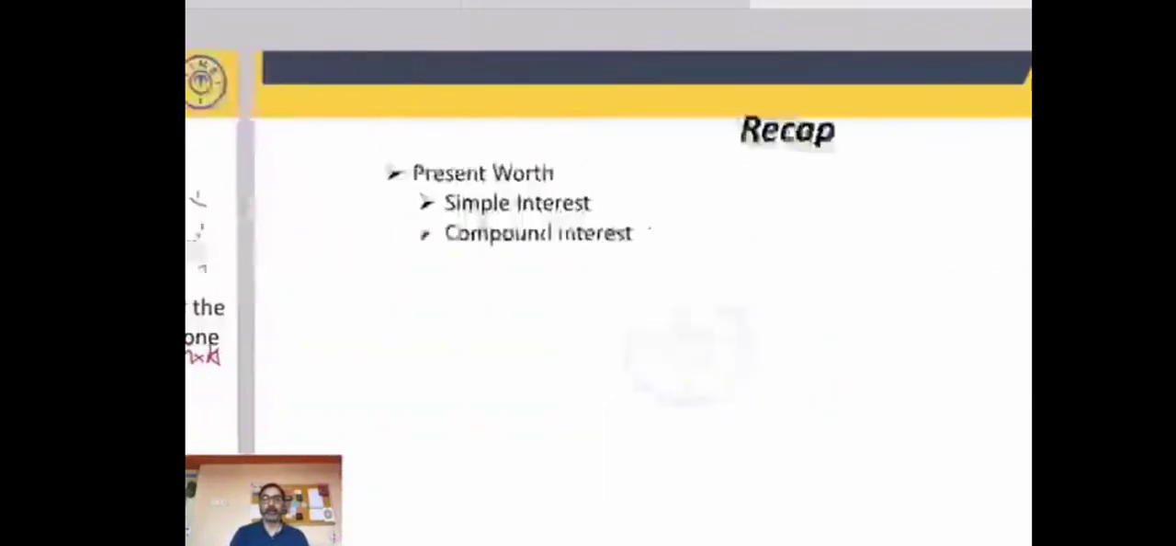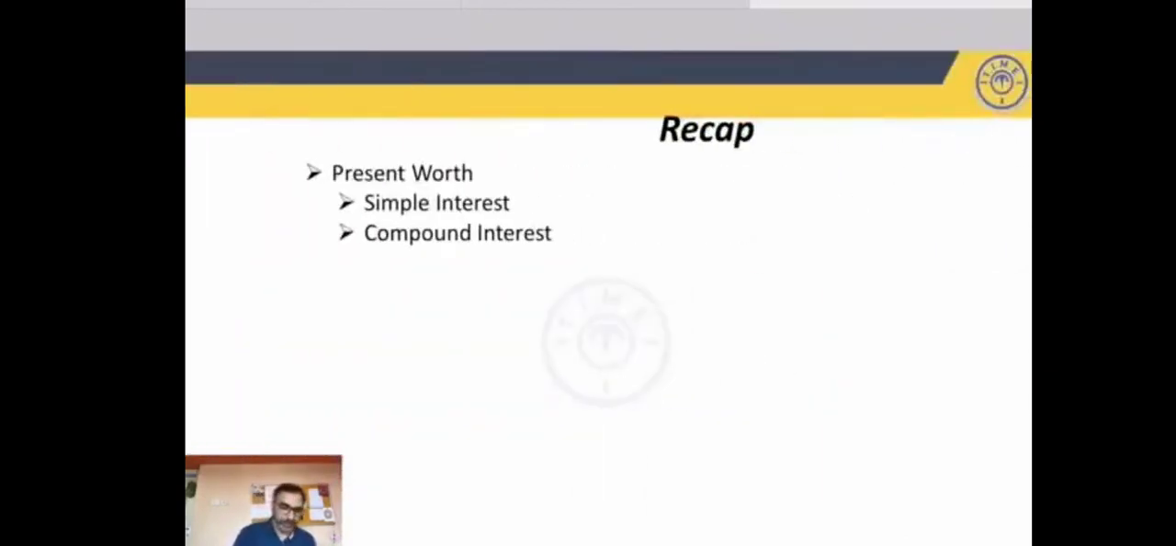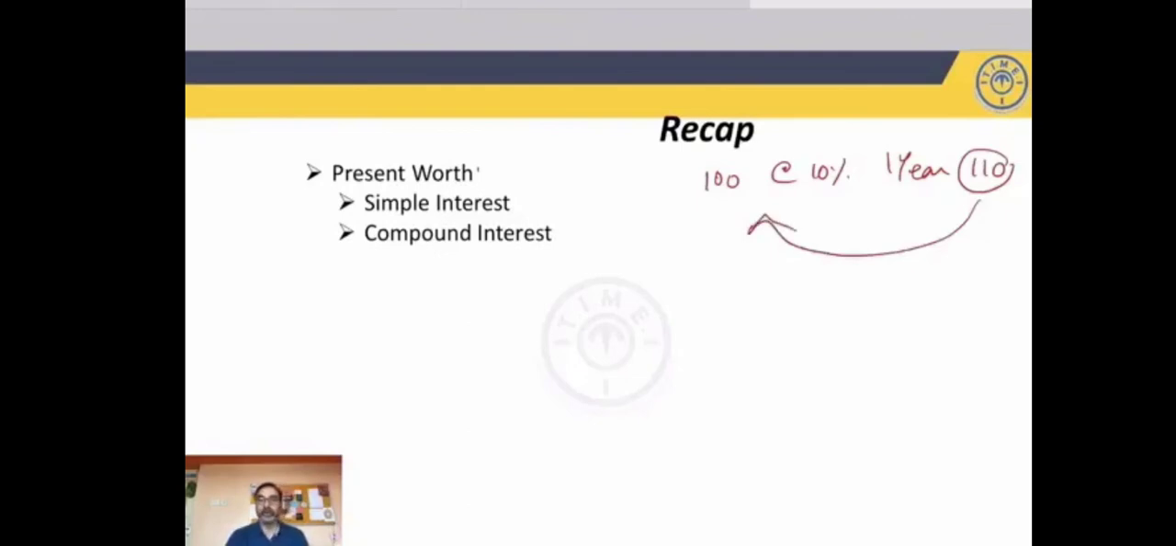Okay, then what we have seen? Then we went to the present worth. What does present worth mean? Suppose 100 rupees today at the rate of 10%, after 1 year it would become how much? 110. Now after 1 year the amount is 110. The present value of that 110 amount is 100 rupees. That is what the present worth is.